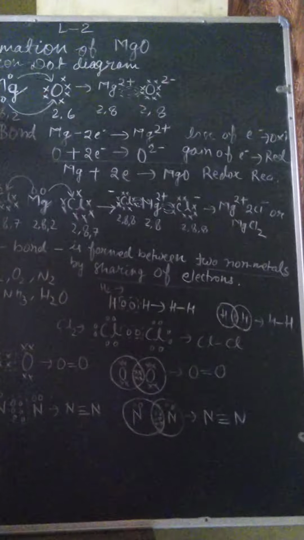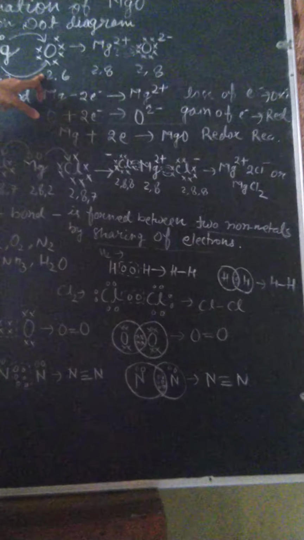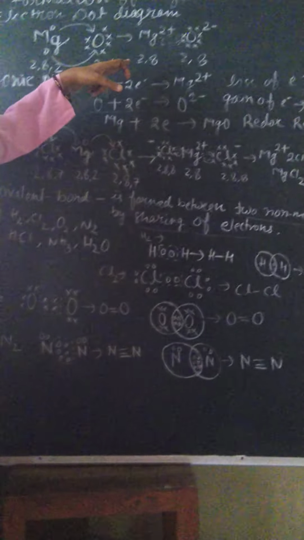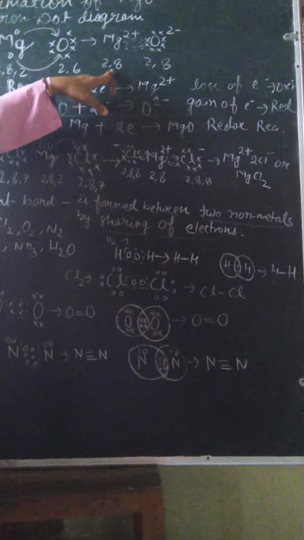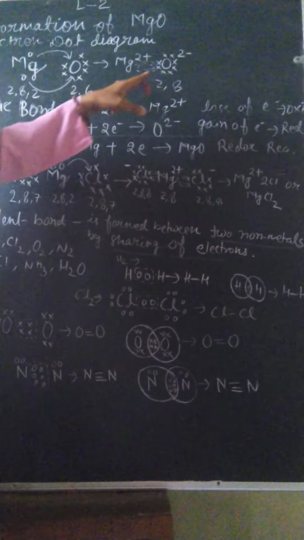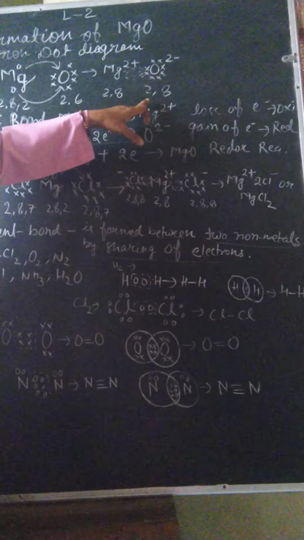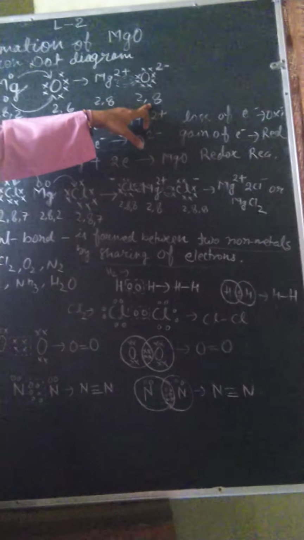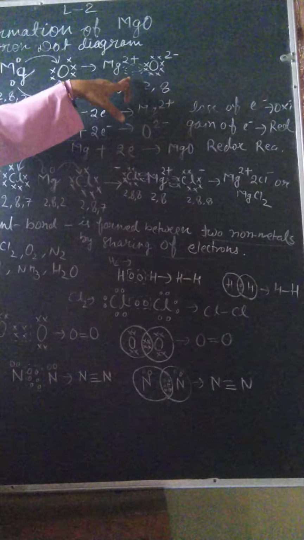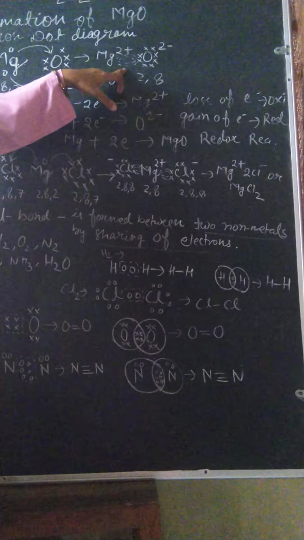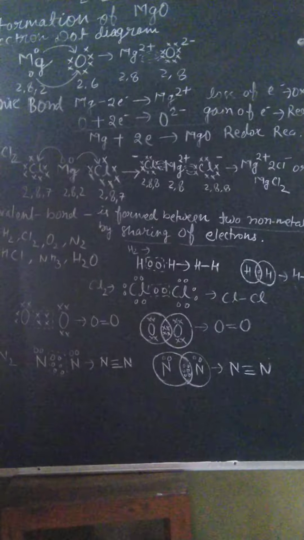Magnesium loses 2 electrons and oxygen gains 2 electrons. After the transfer of electrons, Mg2+ is formed and O2- oxide ion is formed. Now the configuration of Mg2+ is 2, 8 and oxide O2- configuration is also 2, 8. And between these two ions, this electrostatic force of attraction is called ionic bond. So this is formation of magnesium oxide.